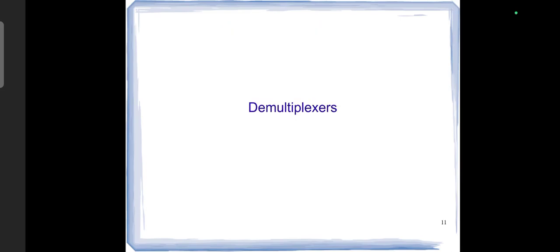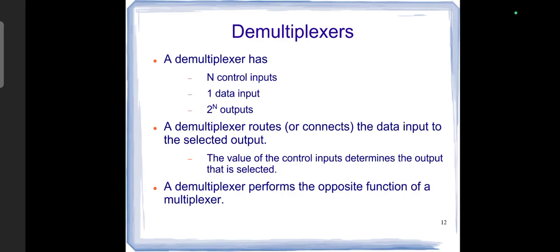So far we have seen how a multiplexer selects one input from many. Now we move to the opposite operation called the demultiplexer. A demultiplexer receives one input and distributes it to one of many outputs. Because of this, it is called a data distributor. A demultiplexer contains one data input, n selection lines, and 2 raised to n outputs. Depending on the selection lines, the input is transferred to the one selected output, while all remaining outputs stay at 0.